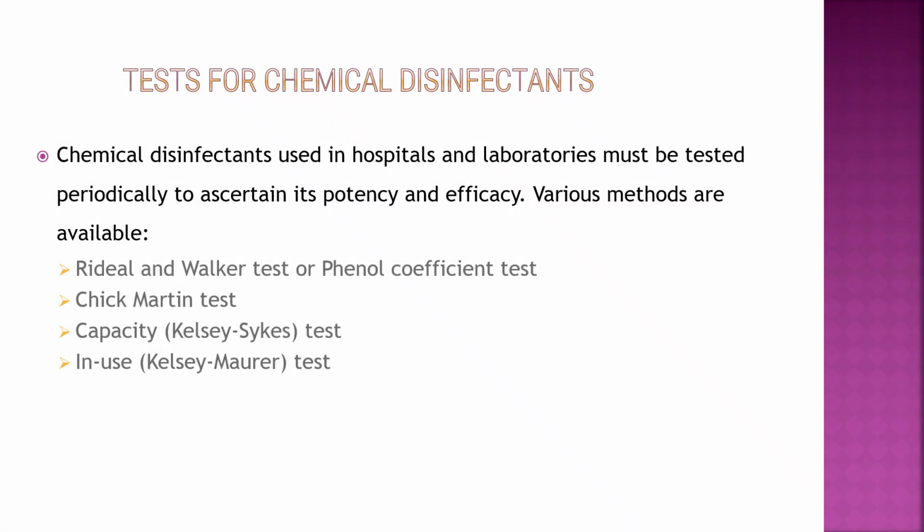Tests for chemical disinfectants check the efficacy and potency of the disinfectants. Various methods are available. First is the Rideal-Walker or phenol coefficient test. Second is the Chick-Martin test. Third is the capacity test, that is the Kelsey-Sykes test. And fourth is the in-use test, that is the Kelsey-Maurer test.